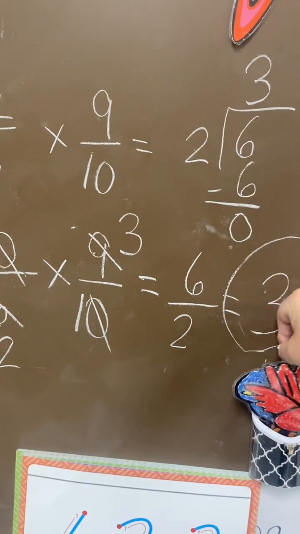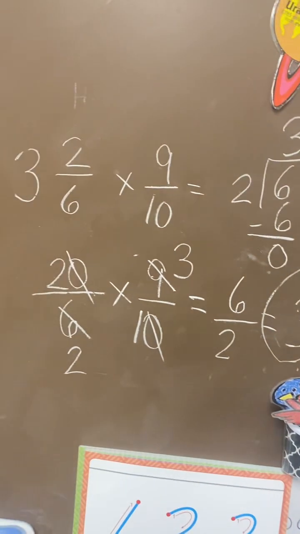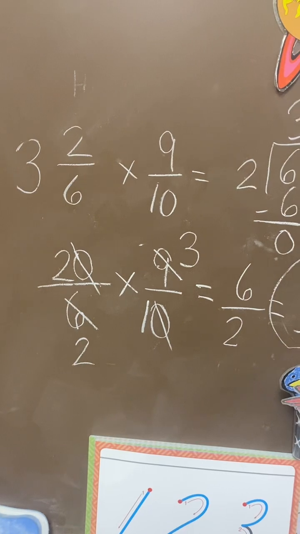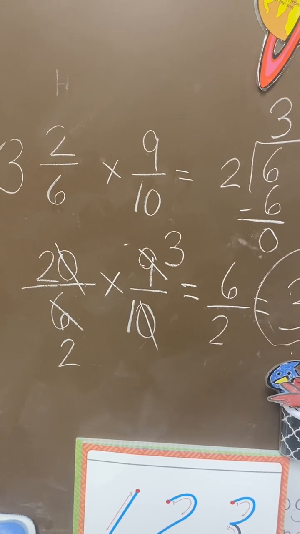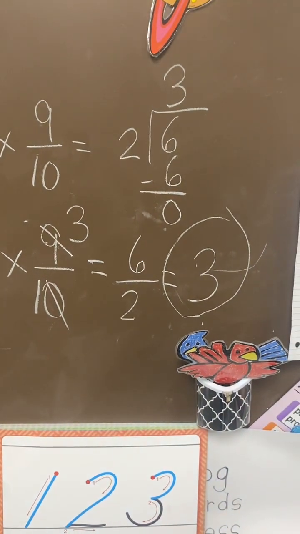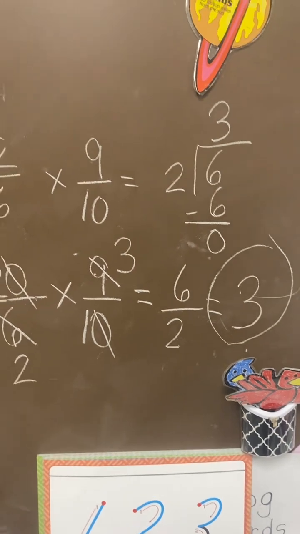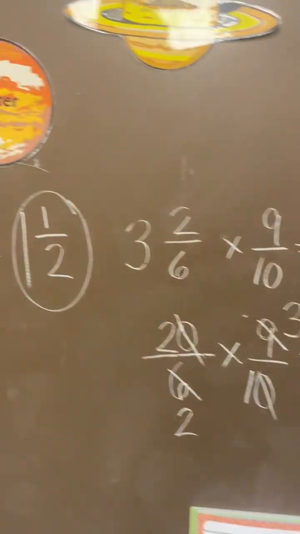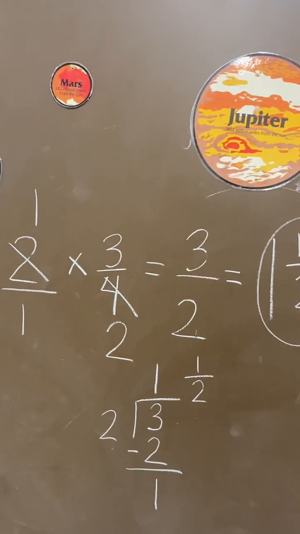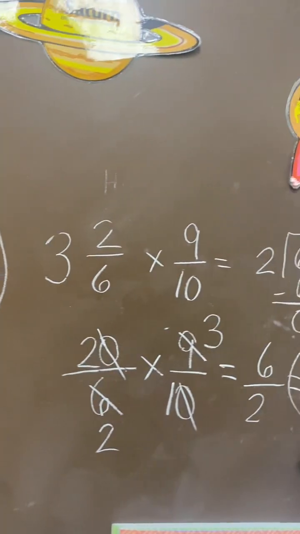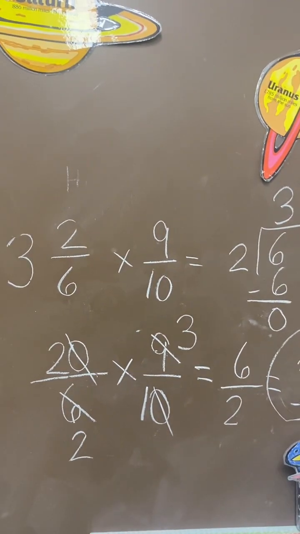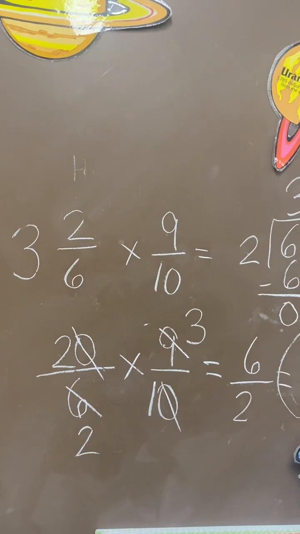I'm going to circle my final answer. So 3 and 2/6 times 9 tenths equals 3. And there you have it. That's the answer. Again, 2 kinds of problems: multiplying a fraction by a whole number and multiplying a mixed number by a fraction.